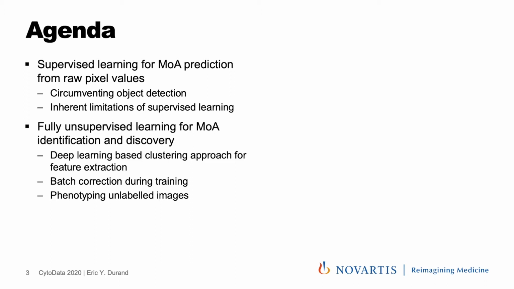And then I'll switch to describing our methods in full detail, which is a fully unsupervised approach that is based on a deep learning clustering backend for feature extraction, and that very importantly incorporates state-of-the-art batch correction algorithms during its training procedure. And I'll finish the presentation by showing how we use this method for phenotyping unlabeled images.